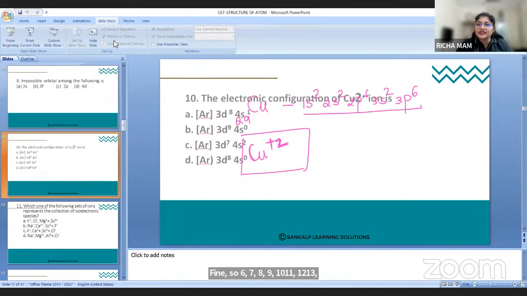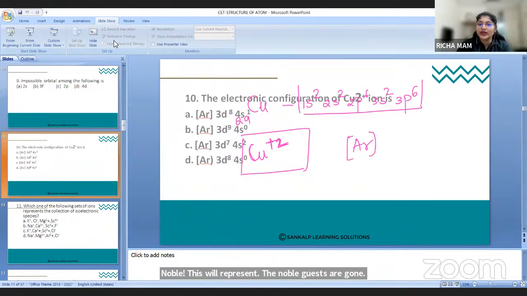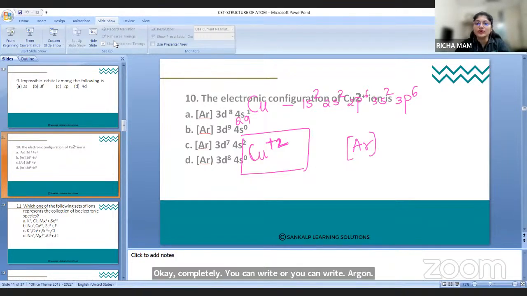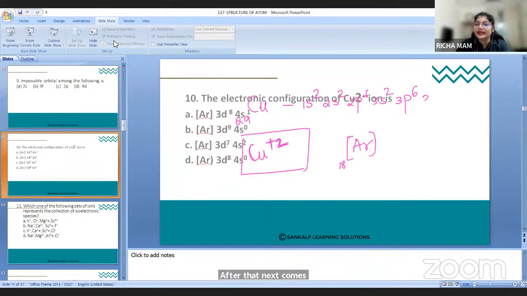This will represent which noble gas? This will represent the noble gas argon. Argon you can write complete like this, or you can write argon and then continue. Argon is 18. After that, next comes what? After 2p, 3d.